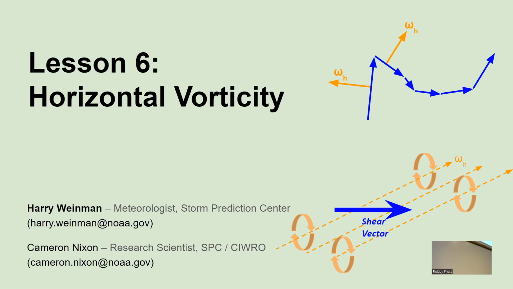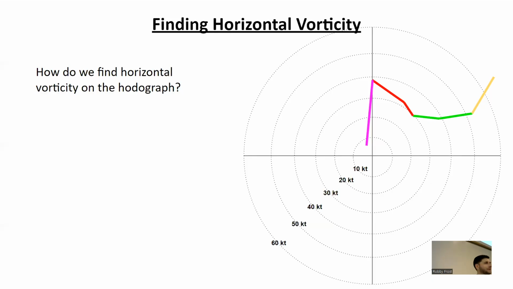All right, so just adding building blocks to this. Next, we're talking about horizontal vorticity. So first of all, who knows what horizontal vorticity is in the room? Okay, decent. Our numbers are dwindling. Okay, cool. Well, then this one will be a little more new.